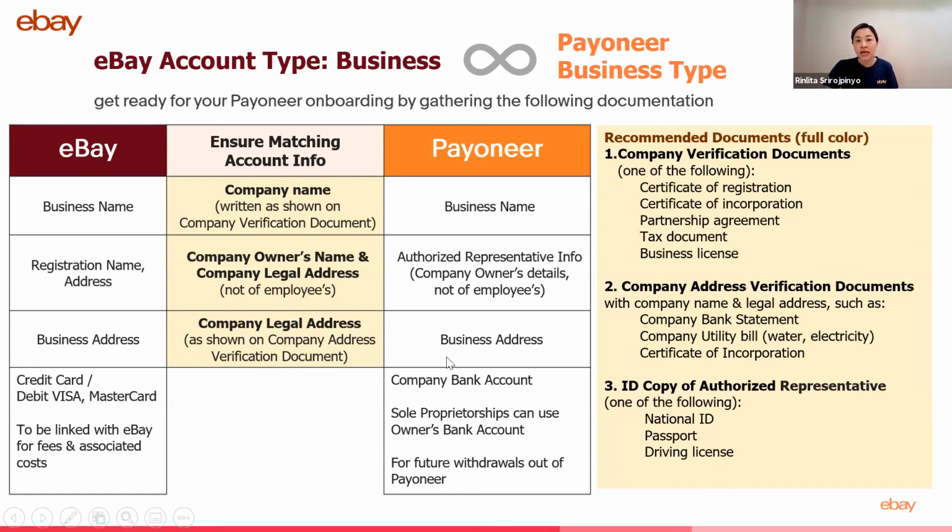And if your business type on Payoneer is a sole proprietorship, you can use your owner's bank account. For example, if I set up a sole proprietorship under my name, then I can open Payoneer Business, and with the Payoneer Business, I can use my personal bank account for it. That is the case for sole proprietorships only.